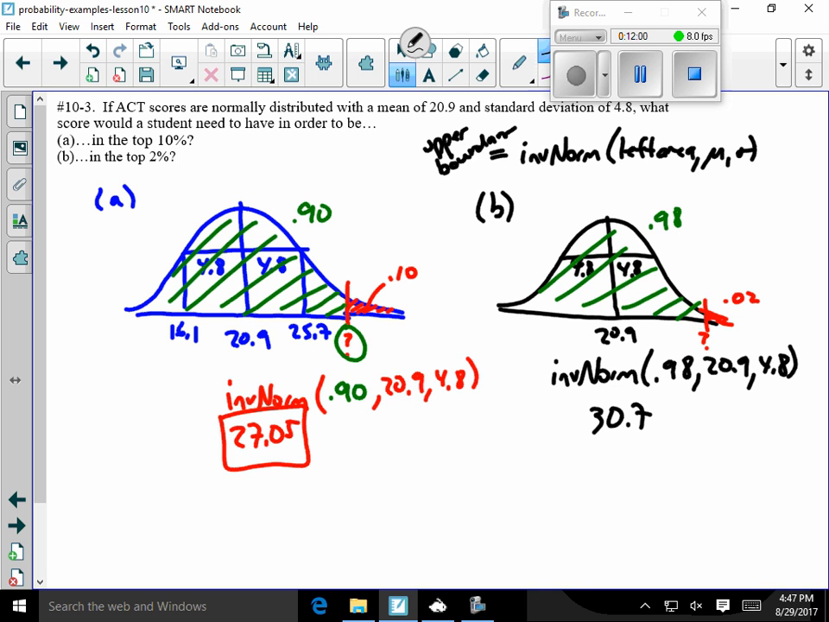30.7. Okay. So if I wanted to be in the top 10% of HCT scores, I would have to have a score of 27. 30.7 would be a top 2% score, the lowest of the top 2% scores. Okay, let's go ahead and move on.